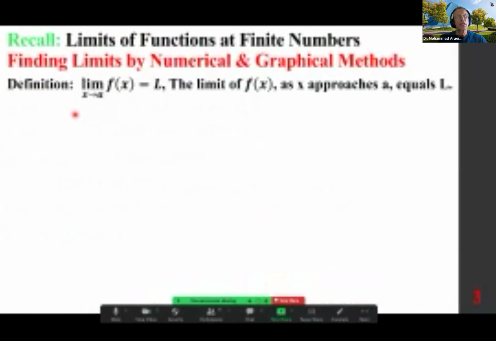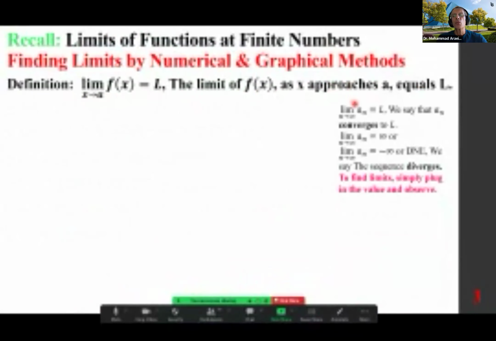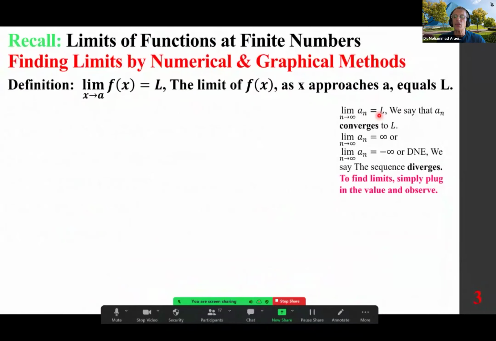So let's quickly recap what we have discussed as far as limits are concerned, limits of functions. Here's a simple definition. Limit of f of x as x approaches a, and we read it as follows. When you're dealing with a sequence a sub n, the limit of a sub n as n approaches infinity is L. We say that the sequence a sub n converges to L. If it's infinity, negative infinity, or does not exist, it diverges. To find limits, simply plug in the value and observe.